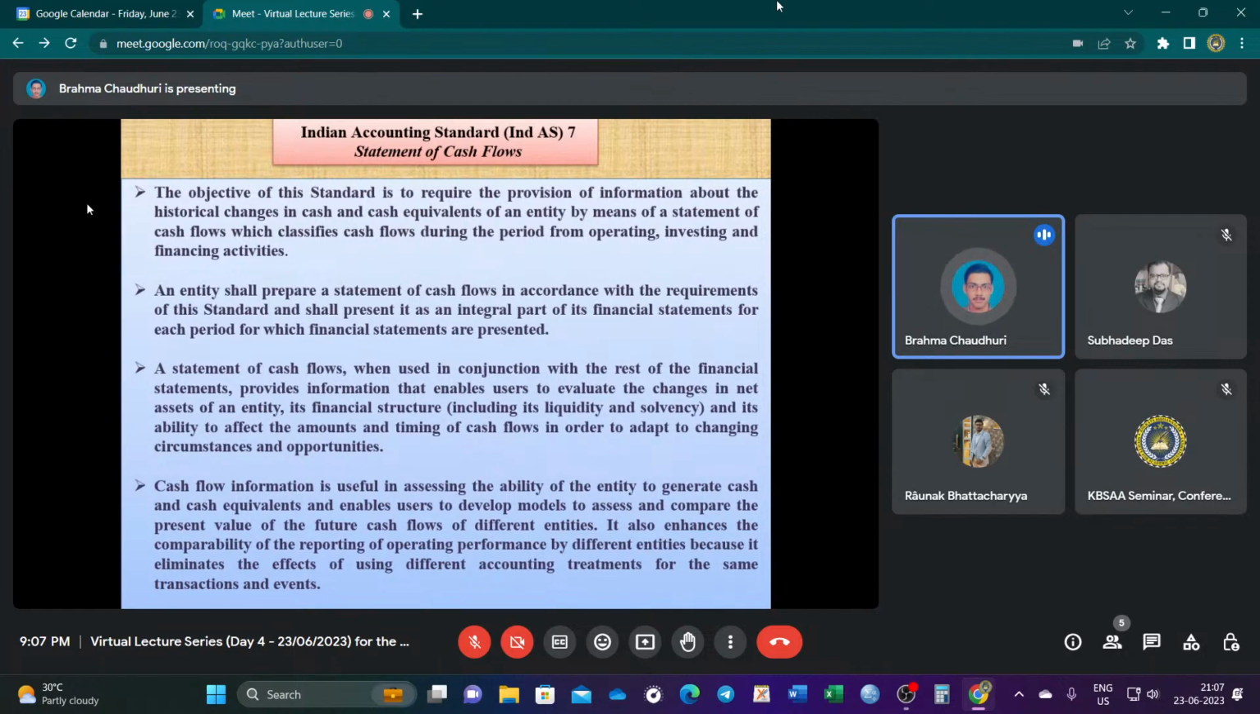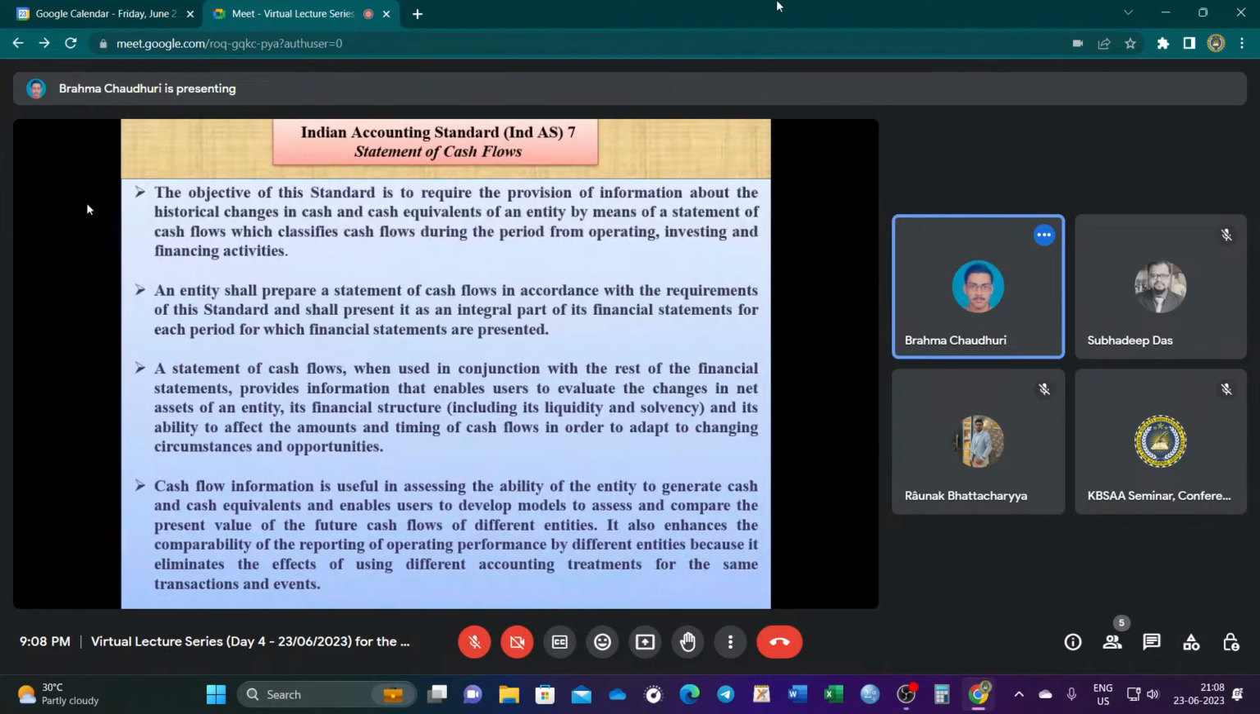This Ind AS 7 has been issued by the Institute of Chartered Accountants of India, and all the listed companies, and the companies which prepare statement of cash flows as per their legal provisions, will have to comply with this Ind AS 7 statement of cash flows. Now let us know what is the objective of this particular standard.